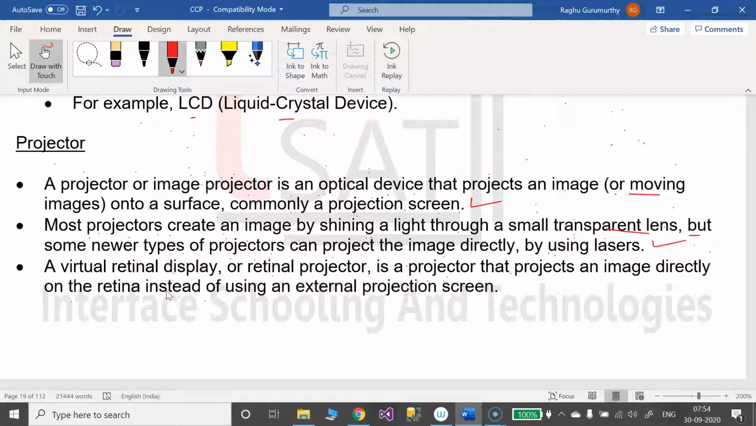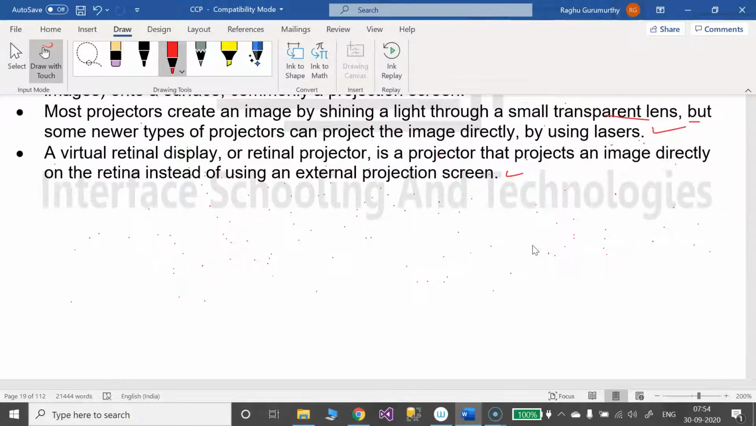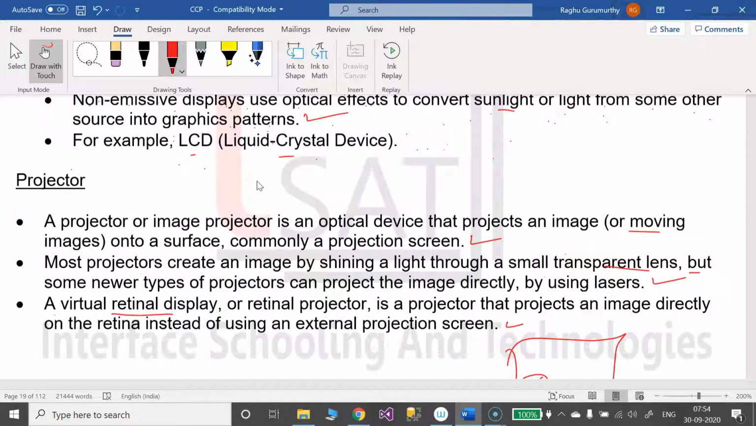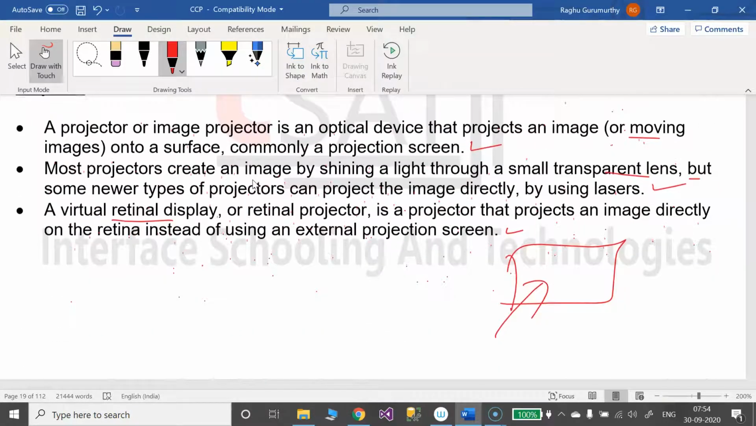The virtual retinal display, or retinal projector, is a projector that projects an image directly onto the retina instead of using an external projector screen. Here things happen with our eyes, instead of a screen. This is what they call virtual retinal display. It is all about the projectors and output devices.